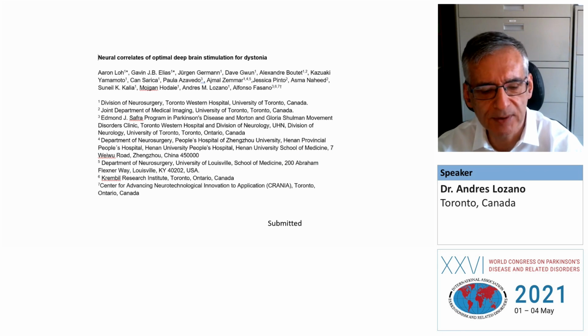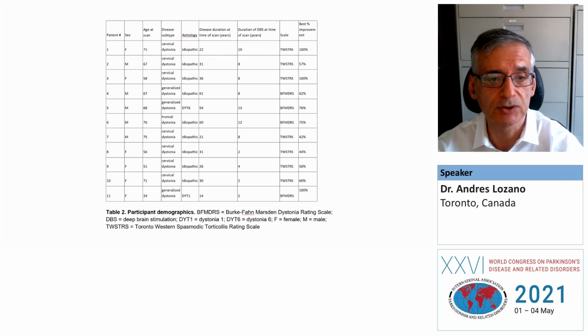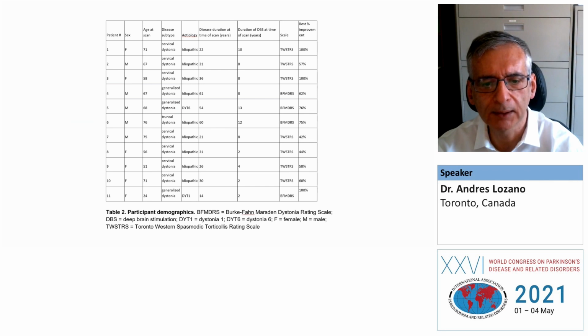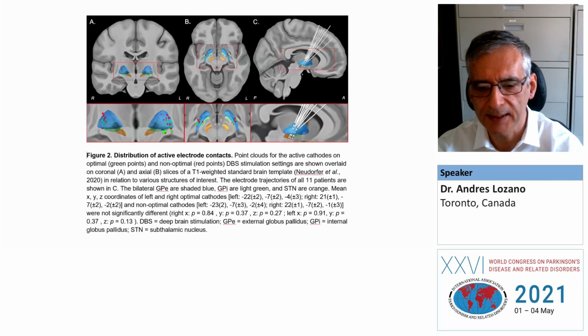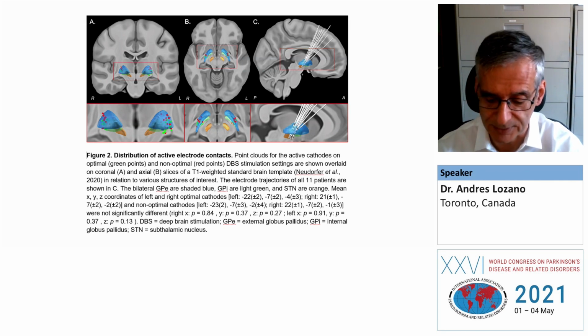We have studied 11 patients with various forms of dystonia, seen here: cervical dystonia, truncal dystonia, generalized dystonia, and DYT1. These patients were ill for many years, and they were all seen as responders, anywhere between about 40 and 100% improvement in their dystonia scores. We implanted these patients in the GPI bilaterally, and then we studied the fMRI pattern at the known optimal stimulation settings and at adjacent non-optimal contacts to see if there was a difference.